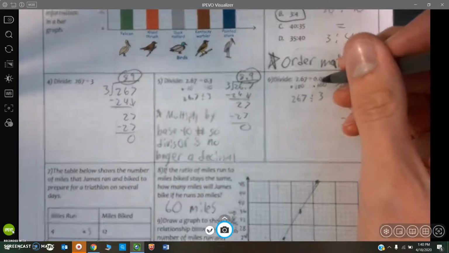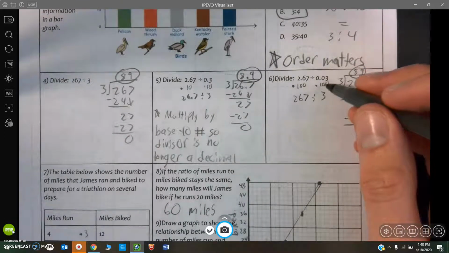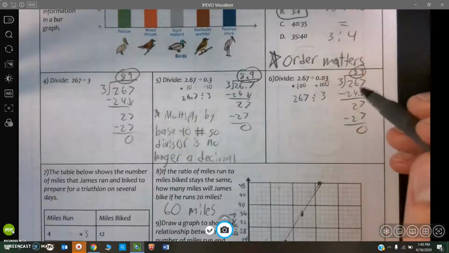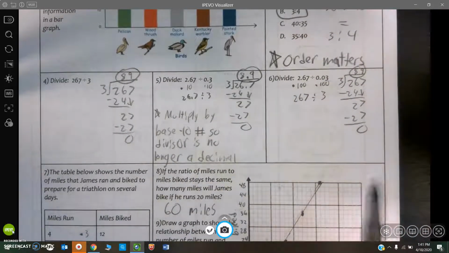This time, though, I needed to move it over 2 spaces, so I multiplied by a base 10 number with 2 zeros to move it over 2 spaces, and did it to both sides. And I actually got the same quotient as I did in number 4.